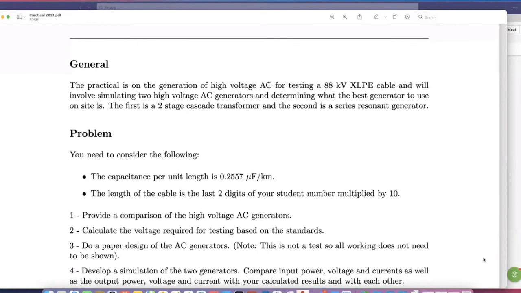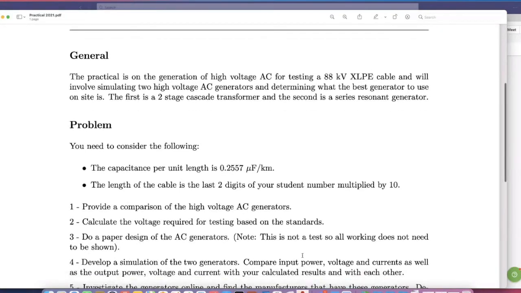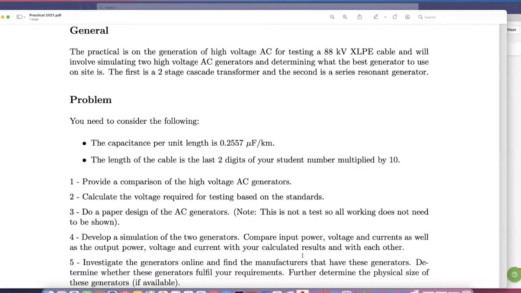Okay, so we're going to run a couple of simulations to determine which generators are best on site. The first type of generator is a 2-stage cascade transformer type of generator, and the second is a series resonant generator. So you need to consider the following. The capacitance per unit length of the cable is given here. The length of the cable is the last 2 digits of your student number multiplied by 10.